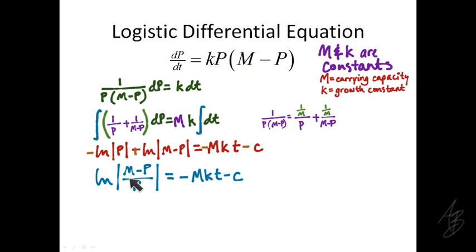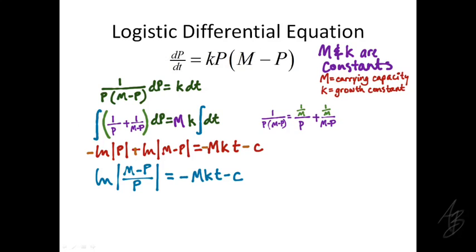So we have here the absolute value of M minus P. I had that wrong there. It was P minus M. So |M - P| / P = -M times k times t minus some constant c, where M and k are constants and t is our variable, time.